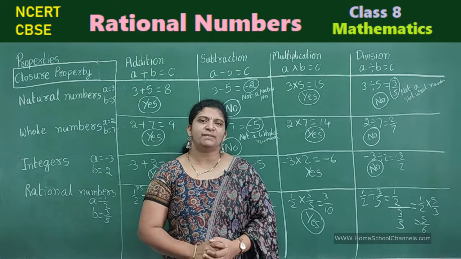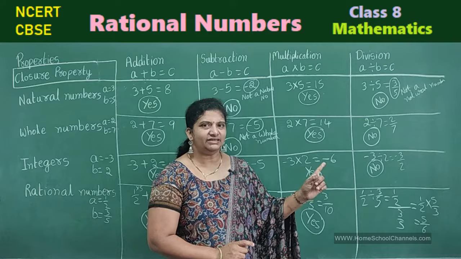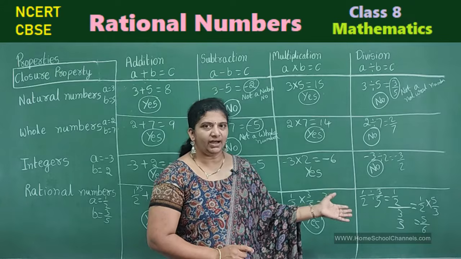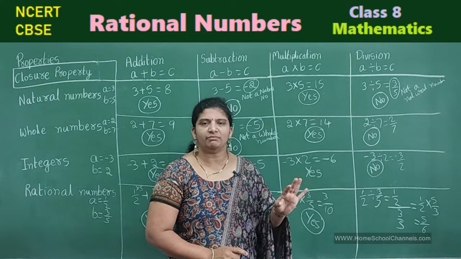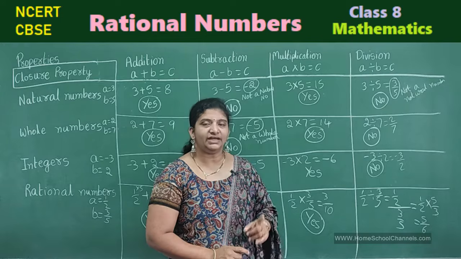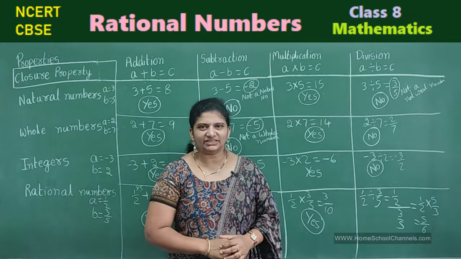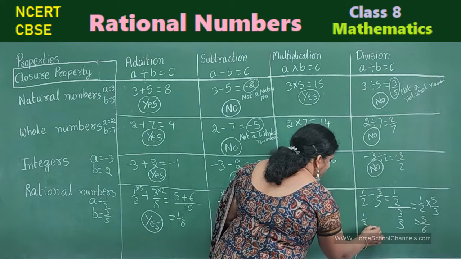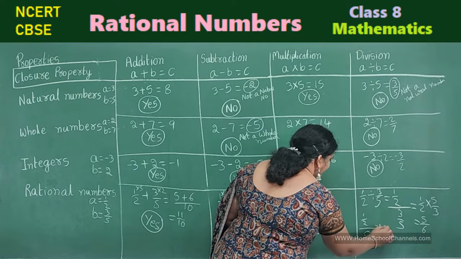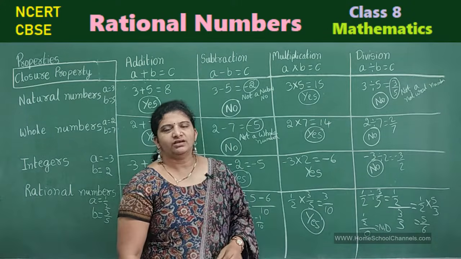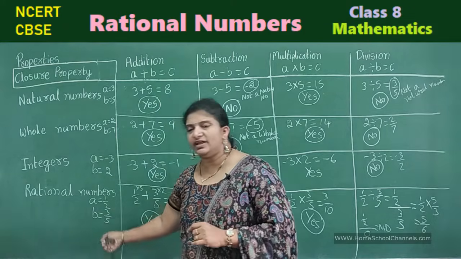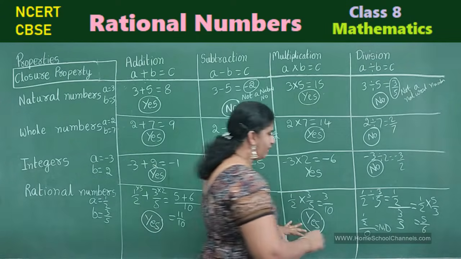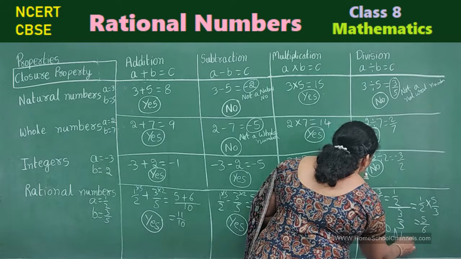Closure property of rational numbers under division, is it satisfied? Yes, by this example it is satisfied. But it should satisfy any type of numbers of rational numbers. But here it does not satisfy for one condition. What is that condition? Suppose 1 by 2 is divided by 0, it is not defined. Suppose if we take one of the rational numbers as 0, this condition is not satisfied. Therefore, we say no for this.